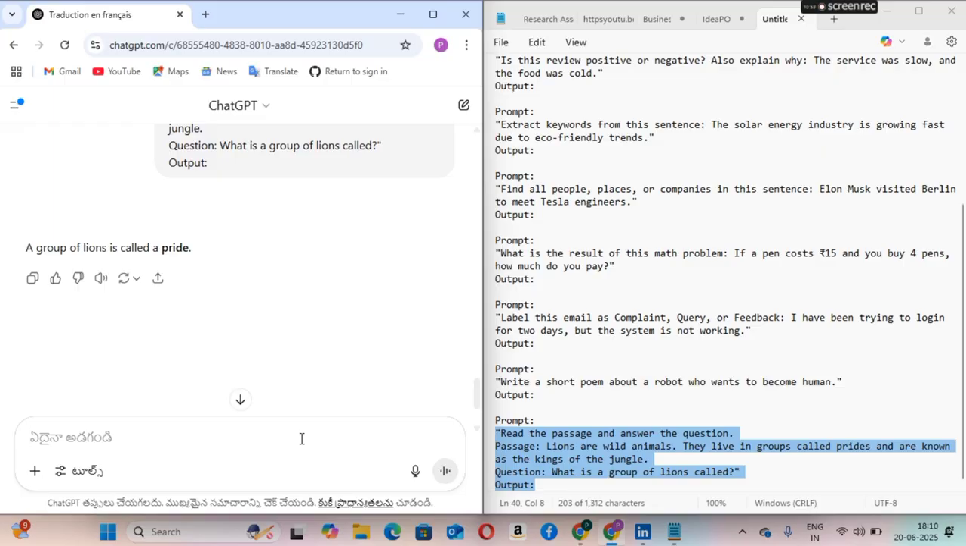So in the upcoming video you are going to learn about one shot prompting. So one shot prompt engineering technique.